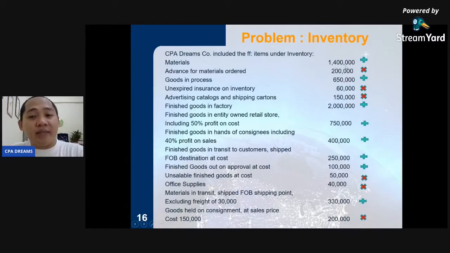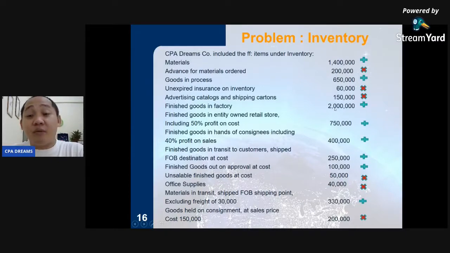The 1,400,000 advance for materials ordered: wala pang passing of title, so that is excluded. Goods in process, so ibig sabihin, manufacturing. Nasa production na to, so additional ka. Unexpired insurance on inventory, hindi kasama to. Tanggalin mo yan. Advertising catalog, so advertising expense, hindi rin yan kasama.